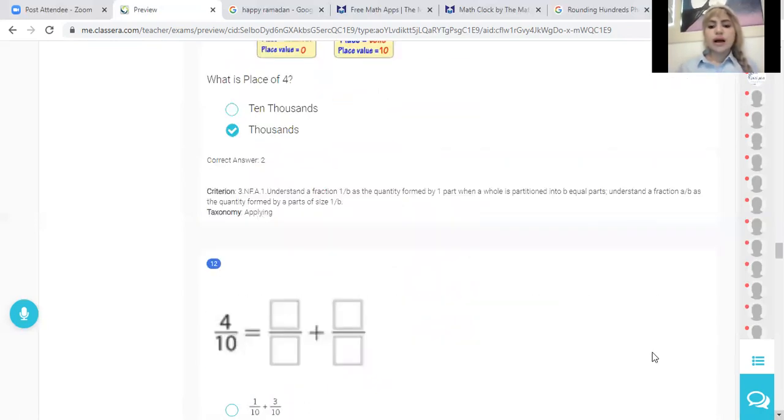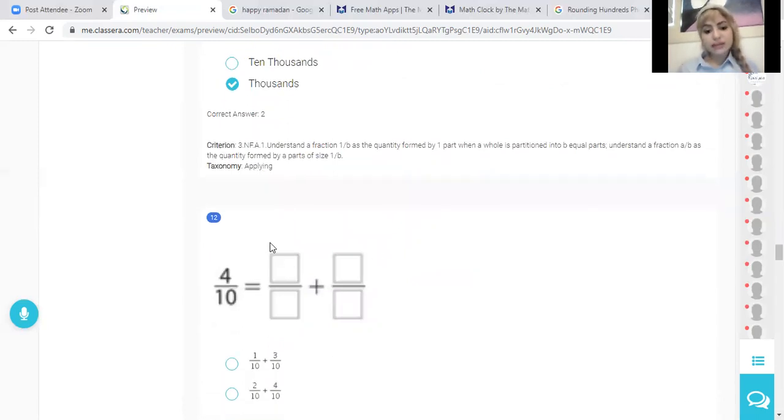Okay, number 12. This concept is very important, adding fractions. We took adding fractions, so 4 out of 10. So we have 2 options, 1 out of 10 plus 3 out of 10, which is... if I have the same denominator, the numerators we add them. So 1 plus 3 equals 4, 2 plus 4 equals 6. So this is 6 out of 10, this is 4 out of 10. Of course, it is the first one.